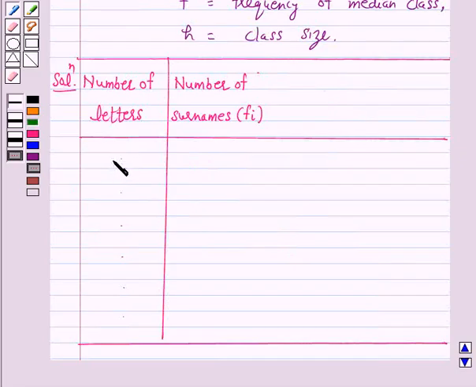If the number of letters is 1 to 4, then the number of surnames is 6. If the number of letters is 4 to 7, then the number of surnames is 30. If the number of letters is 7 to 10, then the number of surnames is 40. For 10 to 13, it is 16. For 13 to 16, it is 4. And again, for 16 to 19, it is 4.